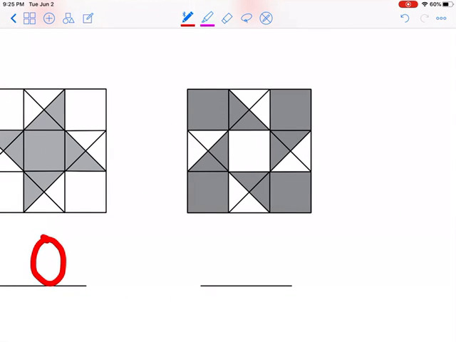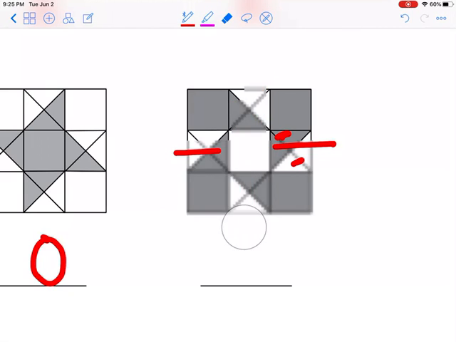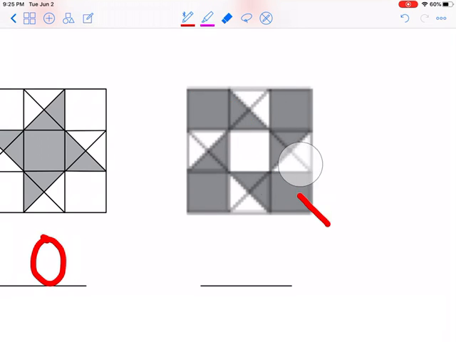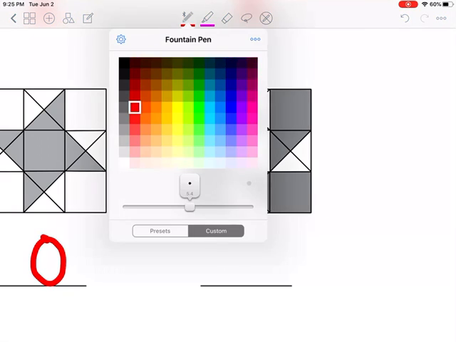Okay, the next one, same thing. I can't do it up and down because these aren't the same. This is light and this is dark. Same thing for horizontal. This is dark and this is light. Let's check diagonal. Nope, see, this is different than this. So this has 0 lines of symmetry.